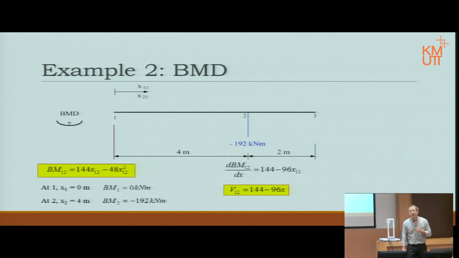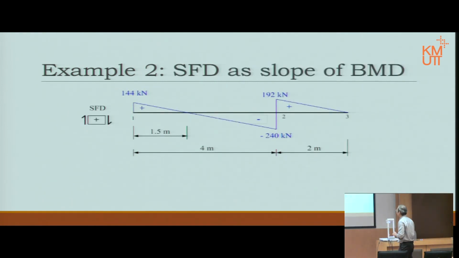I'm not saying that it will always be like that. I'm not saying that yet, because I haven't proved it yet. But at this moment in time, I know that between 1 and 2, I differentiate the bending moment, I get the slope, which is exactly the same as the equation of the shear. So I will use the shear as the slope of the bending moment for now. Okay. So there, that is the shear force diagram. What does it tell you?